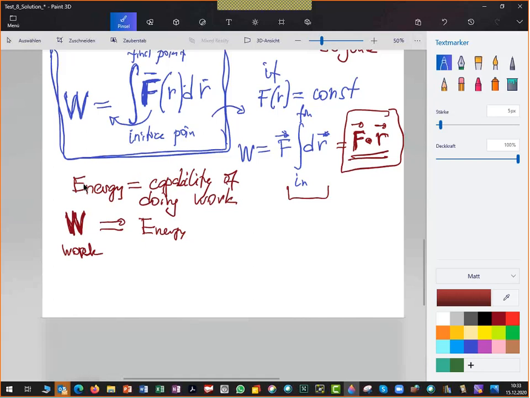And we will see that work is equal to the change in the energy content of the system. So let me put this formula here. After the mechanical work is done, the mechanical energy of the system will change.